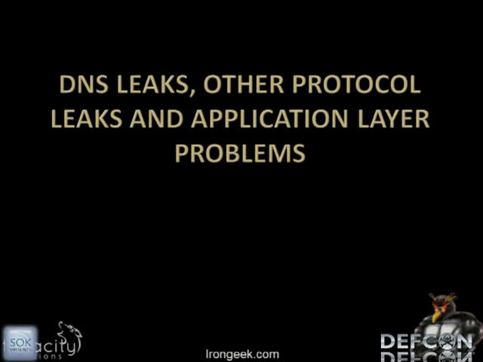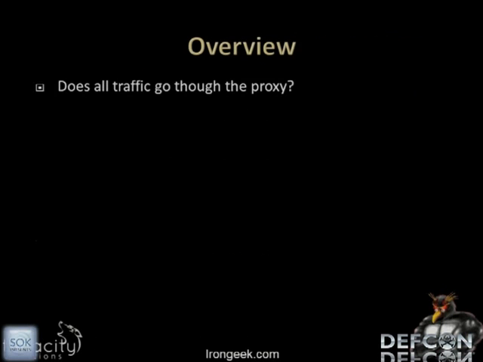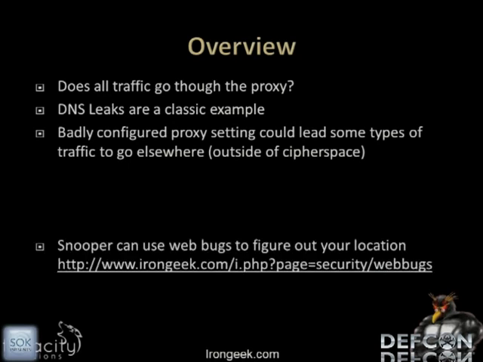The next type of attack I'm going to talk about is DNS leaks and other protocol leaks on the application layer. Does all the traffic you're trying to send actually go through the proxy, or does some of it leak out in other ways? DNS leaks are a classic example, and badly configured proxy settings could also lead to some types of traffic going elsewhere, and I'll show some of those bad configurations here shortly.